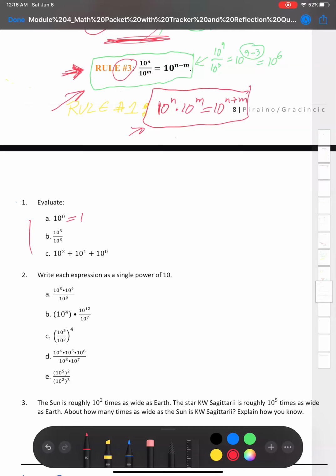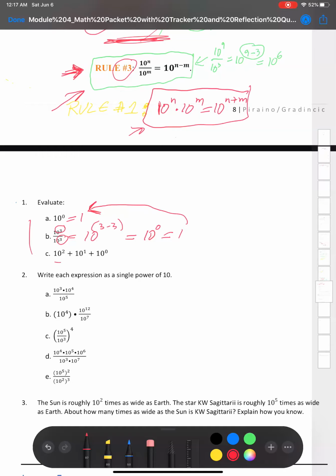For example, this one right here, we have 10 to the 3 minus 3, because we are subtracting the exponents when we are dividing two powers of 10. Because we know 3 minus 3 is 0, this is 10 to the 0th power, which is 1. In a way, this proves or shows you why something to the 0th power is equal to 1. So you get that explanation there.